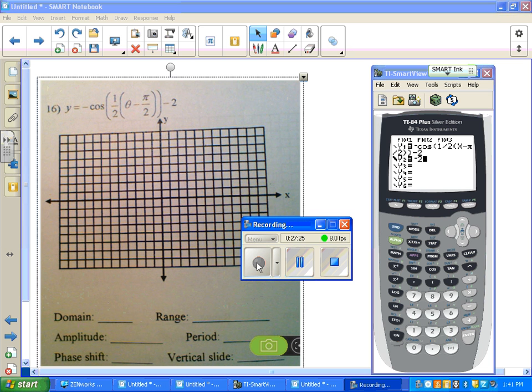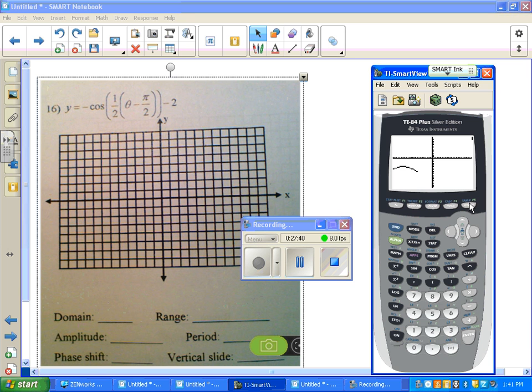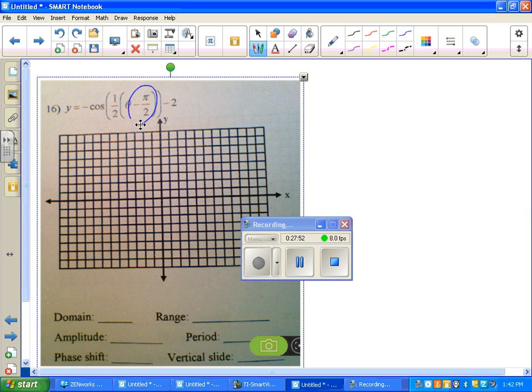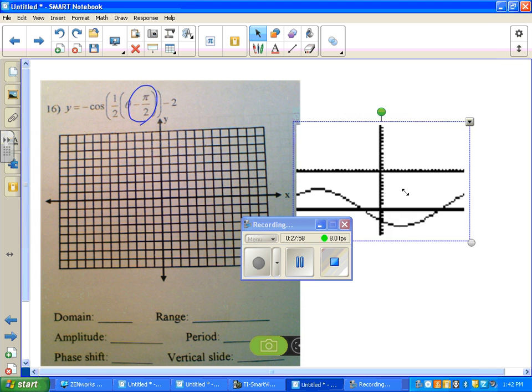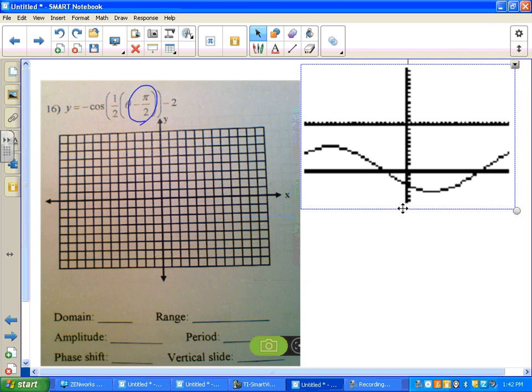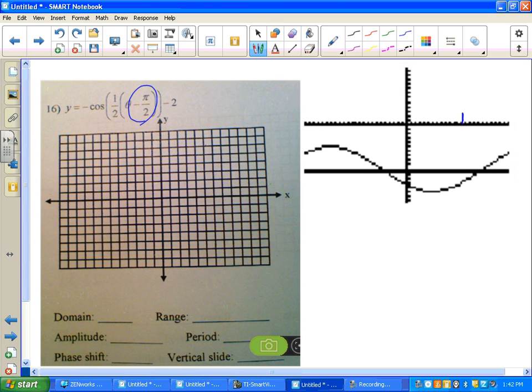Okay, I lied. Let's take a look at number 16. Okay, number 16, I have it typed into the calculator already. If you notice, I have a horizontal line at negative 2 also. When I graph it, it'll graph the curve. Interesting, interesting, interesting. Now, what we're supposed to have, we have a phase shift of pi over 2. Okay. So right about there is pi. Right about there is pi over 2.